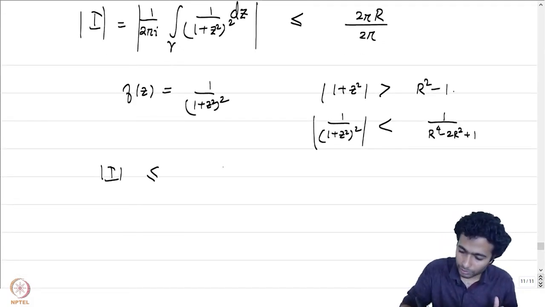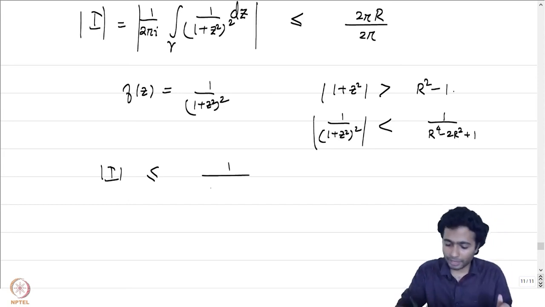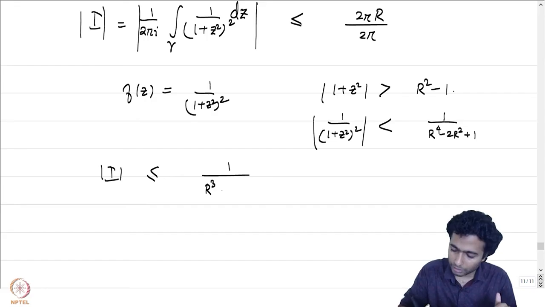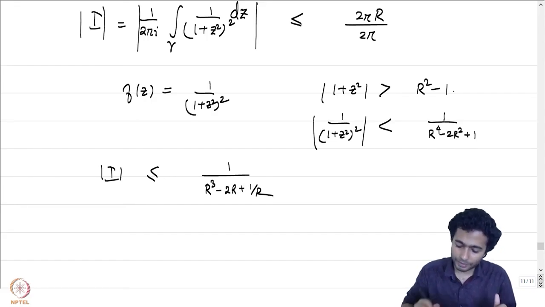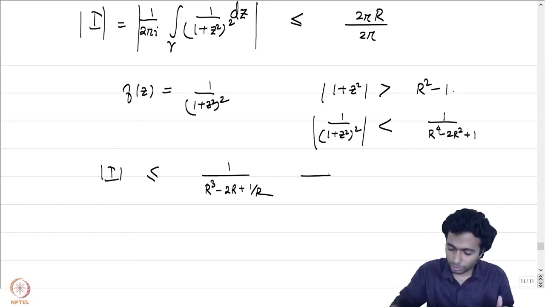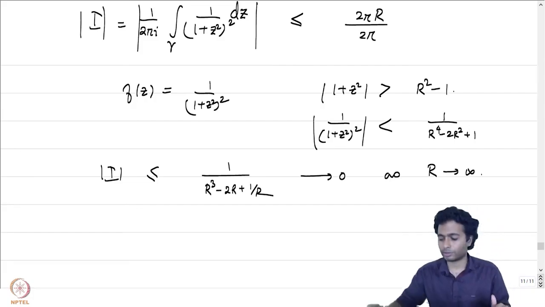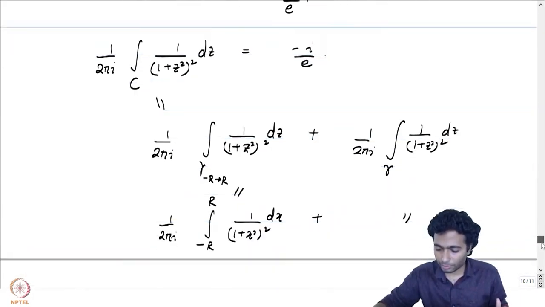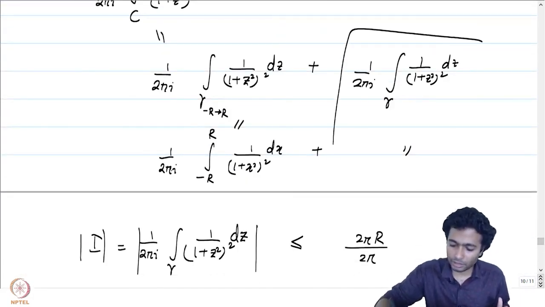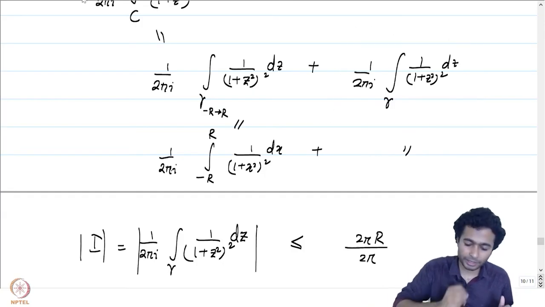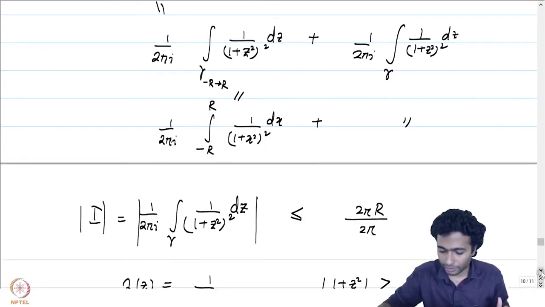And therefore, if you impose this bound, the absolute value of I is going to be less than or equal to 1 by, after dividing by r, r to the power 3 minus 2 times r plus 1 by r. And the limit as r goes to infinity, this goes to 0. And therefore, the second term does not contribute anything. This term hence vanishes as the limit is taken.